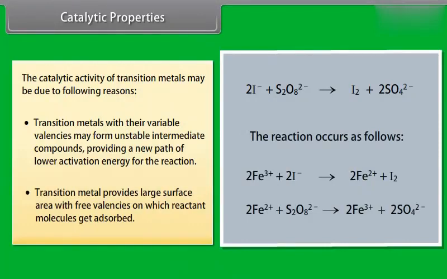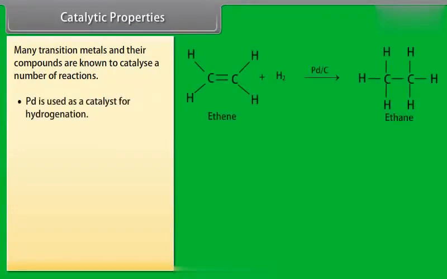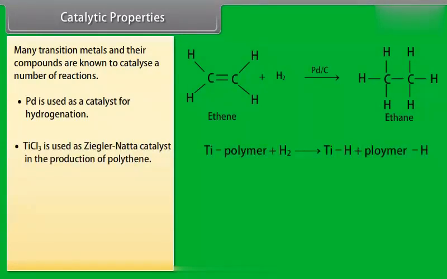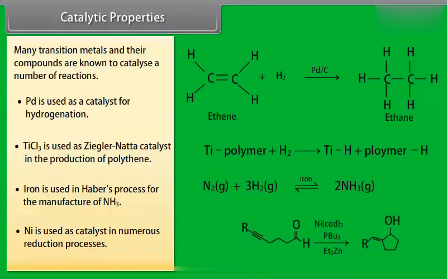Transition metal provides large surface area with free valencies on which reactant molecules get adsorbed. This has the effect of increasing concentration of reactants on catalyst surface and also weakening of bonds in reacting molecules. Many transition metals and their compounds are known to catalyze a number of reactions. For example, palladium is used as a catalyst for hydrogenation. Titanium trichloride is used as Ziegler-Natta catalyst in the production of polythene. Iron is used in Haber's process for the manufacture of ammonia. Nickel is used as catalyst in numerous reduction processes.